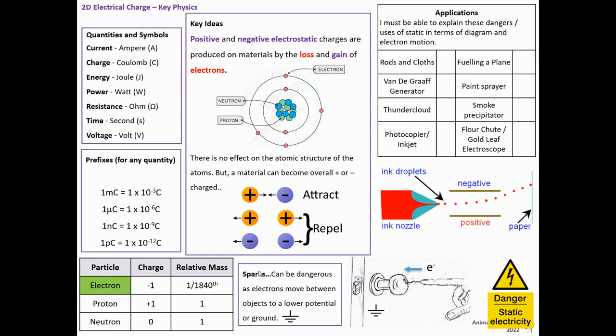We need to know the ideas about how sparks can be dangerous as electrons move between objects to a lower potential or ground. So it might be like, you touch a doorknob and electrons can transfer to ground, or it could be the other way around for the charges.